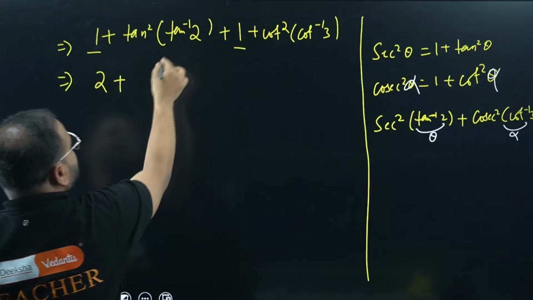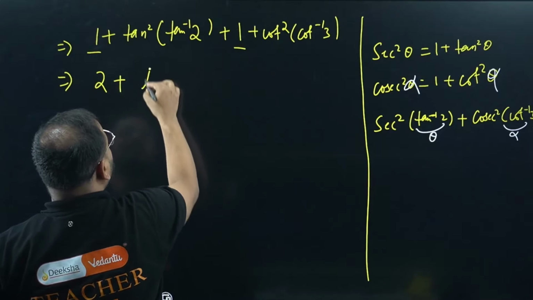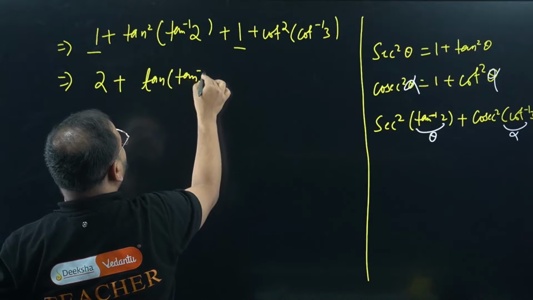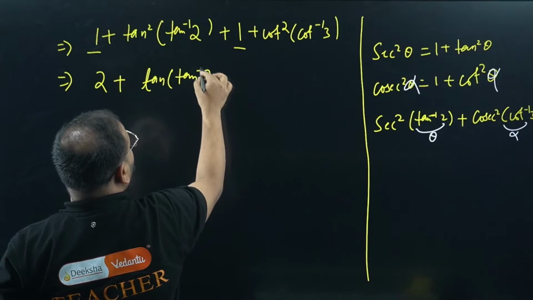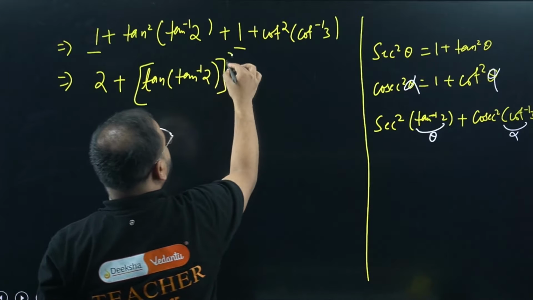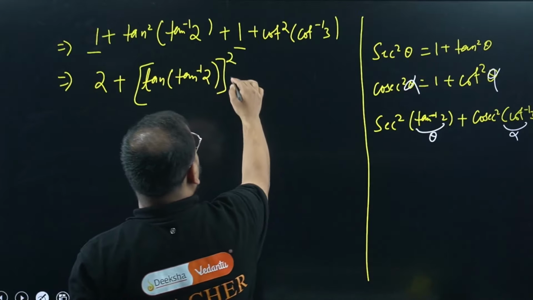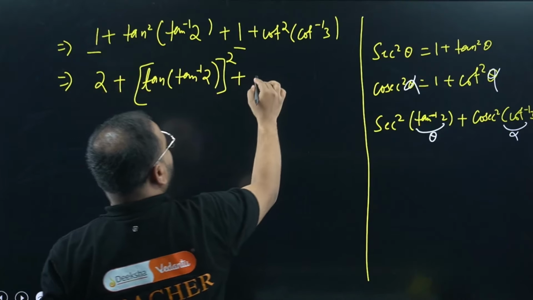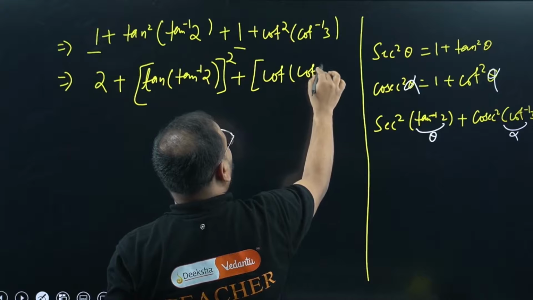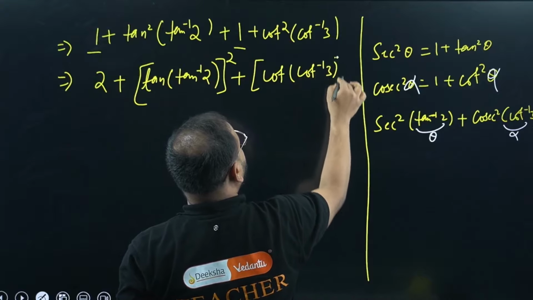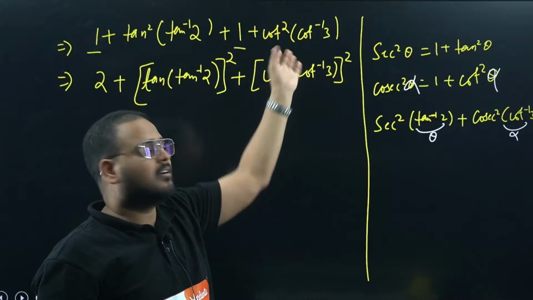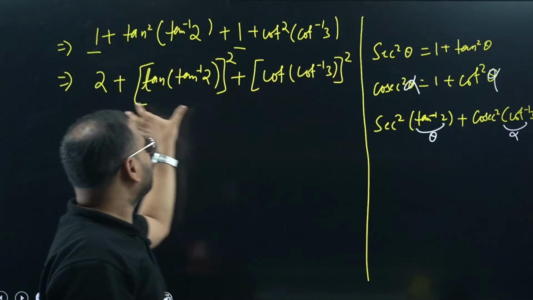Now let's check this out. I can write it as tan of tan inverse of 2, the whole square, plus, this one I've already taken here, cot of cot inverse of 3, the whole square. Any problem over here? The square is on the cot, so I can take the whole square over the entire term, like this.